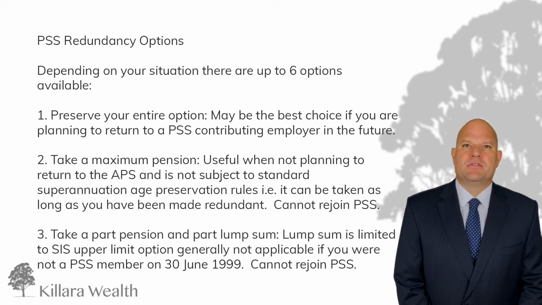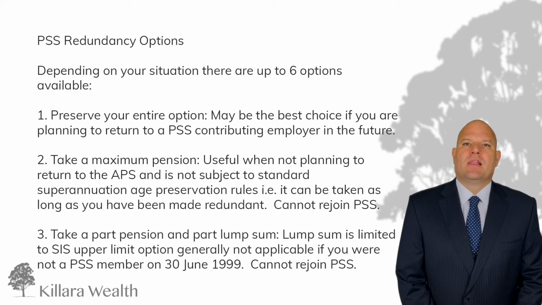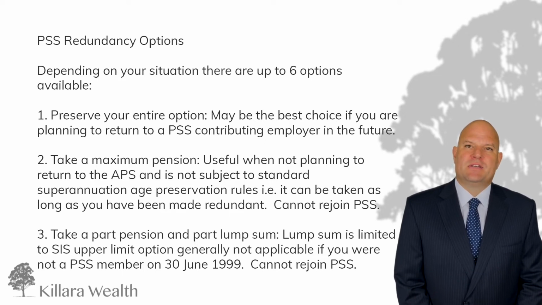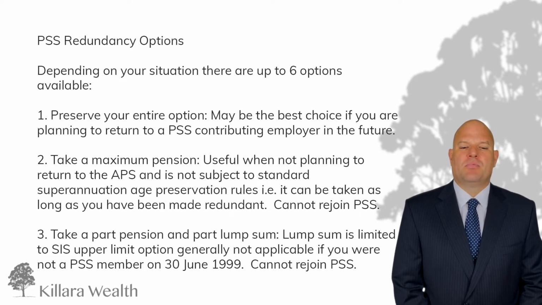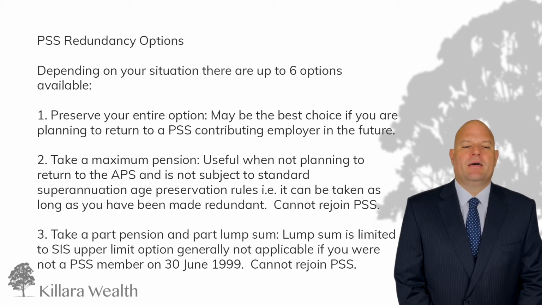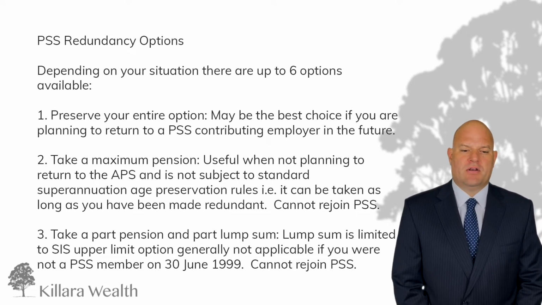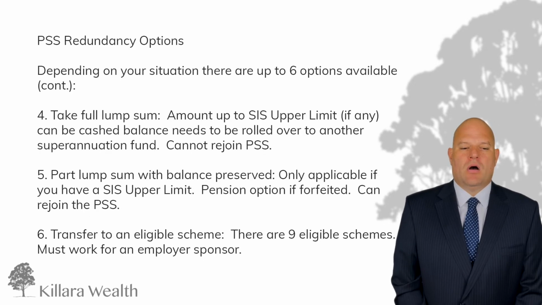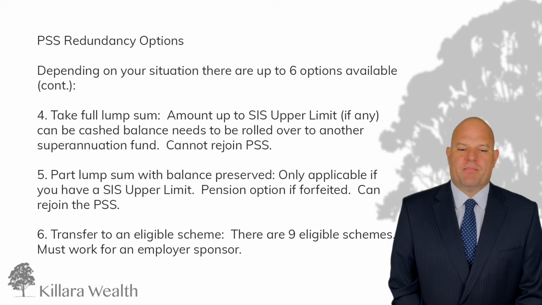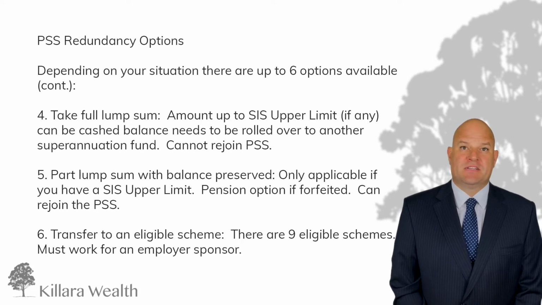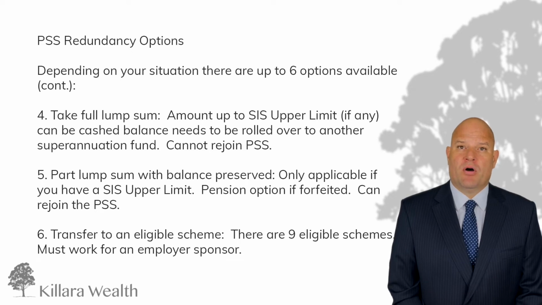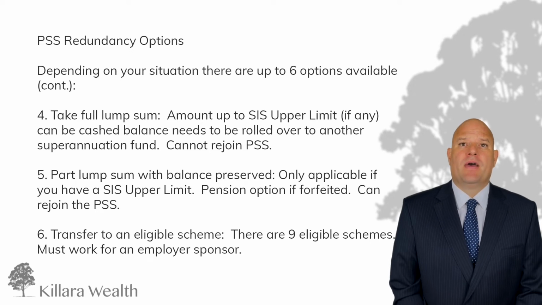Option 3, take a part pension and a part lump sum. The lump sum in these circumstances is limited to the CIS upper limit and is only applicable if you're a PSS member as at 30 June 1999. Under this option, you cannot rejoin the PSS. Option 4, take a full lump sum. Here you can access a cash amount up to your CIS upper limit, if any, with the balance needing to be rolled over to another complying superannuation fund, if under your preservation age. You cannot rejoin the PSS.